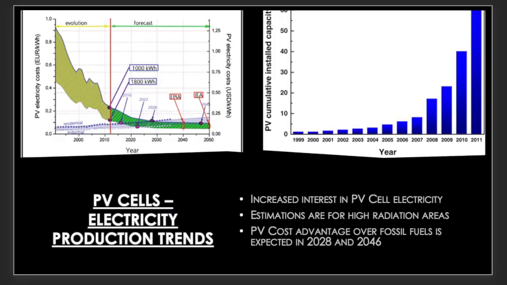PV cells electricity production trends. Increased interest in the PV cell electricity. The estimations are for high radiation areas, and the PV cost advantage over fossil fuels is expected in 2028 and 2046. Both of these charts are also applied from the article used.